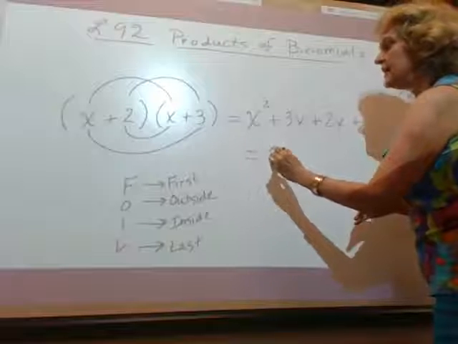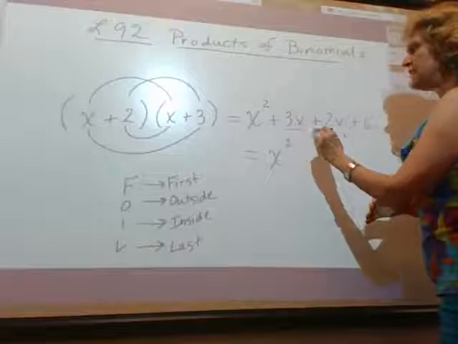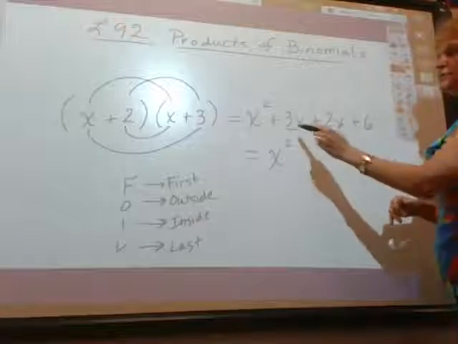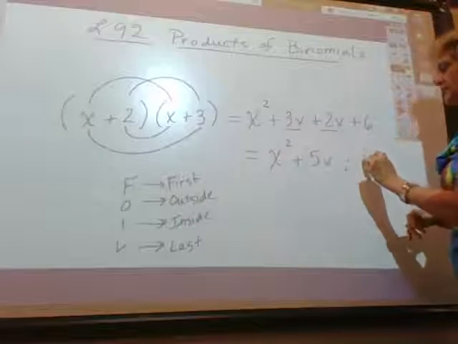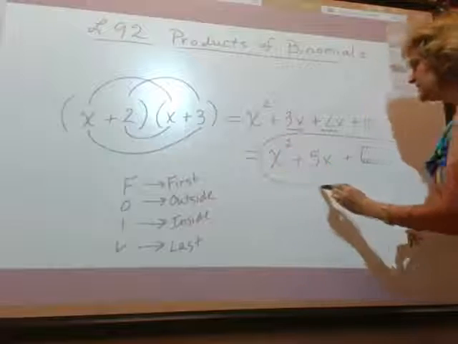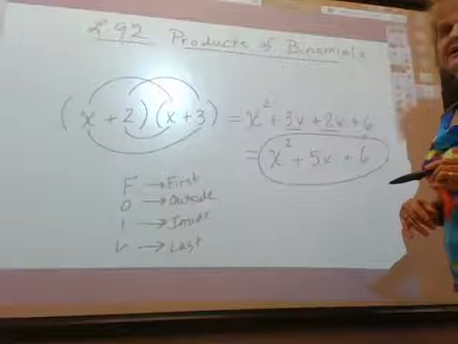So you want to collect like terms. So you see how these two are like. So 3x plus 2x is 5x. Plus 6, and this is the product.